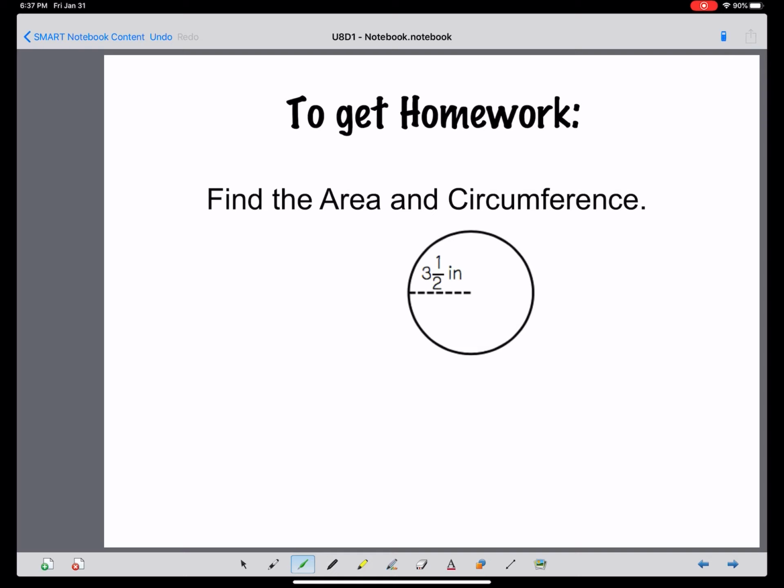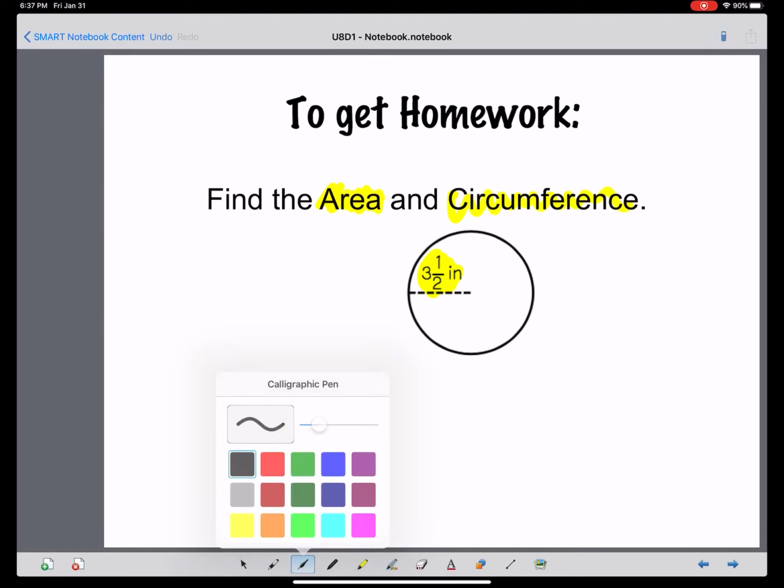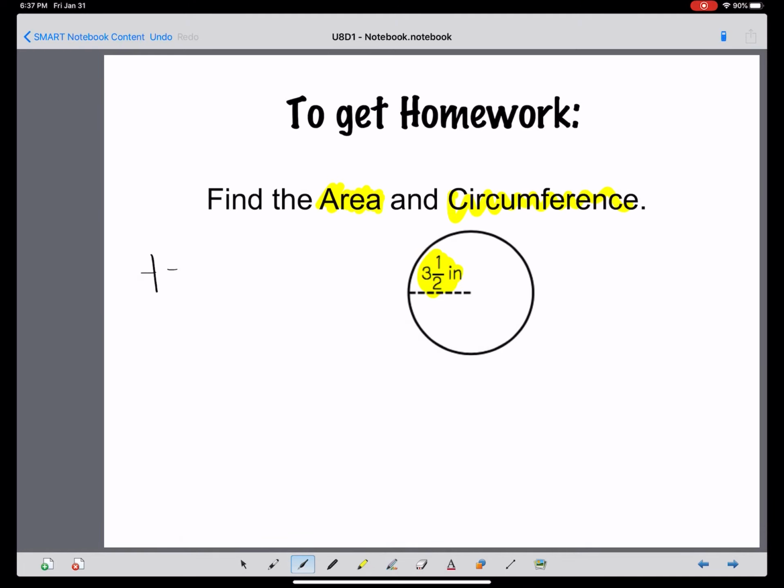This is the homework ticket right here. Not that you care, but you would have had to have found the area and the circumference of this right here. So if you want some extra practice, I'll go ahead and work through this. To find the area, I'm going to do area is equal to pi r squared. Well, my radius is 3.5, and I have to bring down pi, and then I have to square it. And let's go ahead and just type that in.